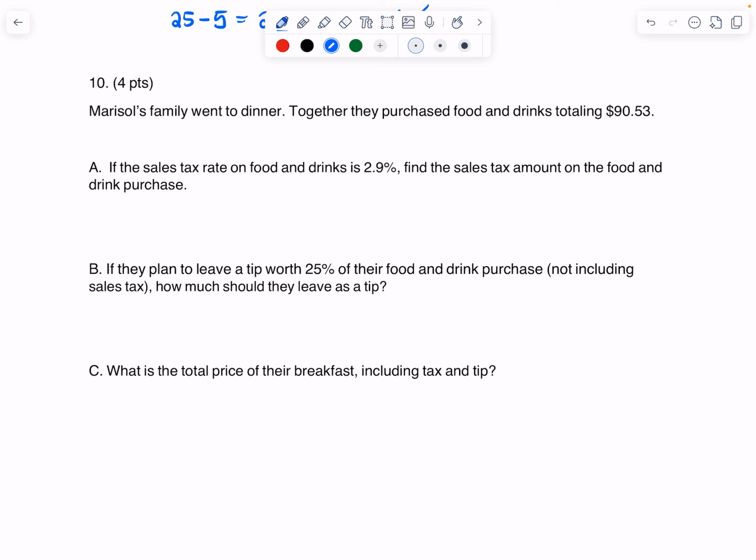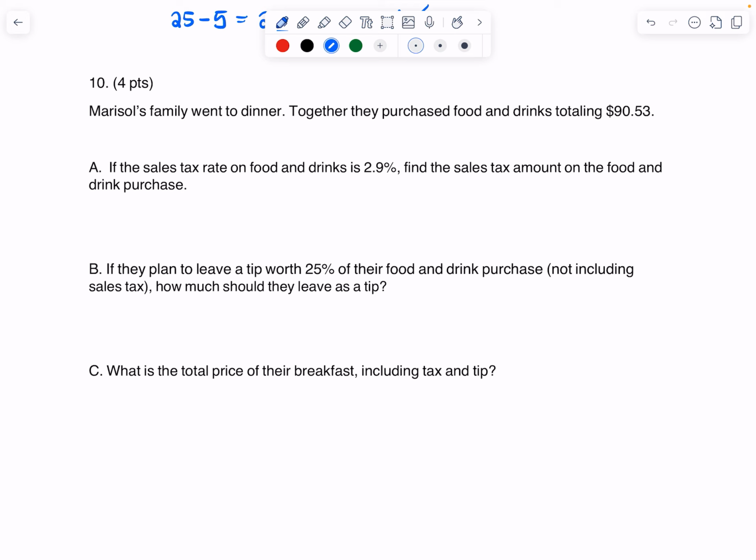Okay, let's look at number 10. Marisol's family went to dinner. Together they purchased food and drink totaling $90.53. If the sales tax rate on food and drink is 2.9%, find the sales tax amount on the food and drink purchase. Part B, if they plan to leave a tip worth 25% of their food and drink purchase, not including the tax, how much should they leave as a tip? And part C, what is the total price of their breakfast, including tax and tip?